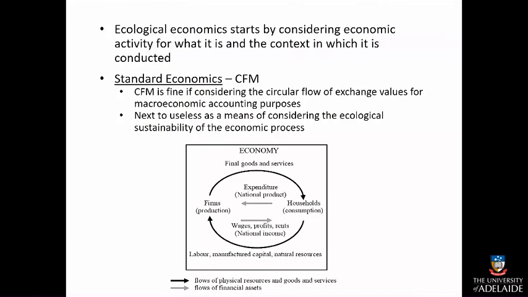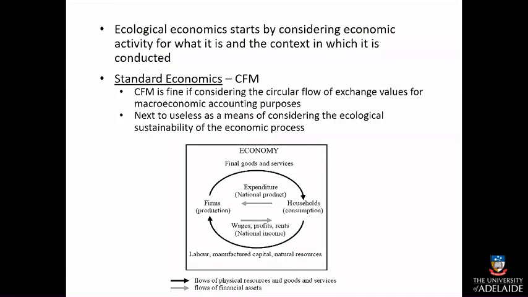Firms produce goods and services, households consume goods and services, households provide labour, manufactured capital, natural resources. So the factors of production, okay, wages, profits, rents, represent, of course, the factor payments, which are used to calculate GDP using the income approach. And of course, the goods and services produced by firms go back to households. All right, households purchase those goods and consume them, and what they spend to purchase those goods involves the expenditure approach to calculating GDP, which is, of course, the national product.